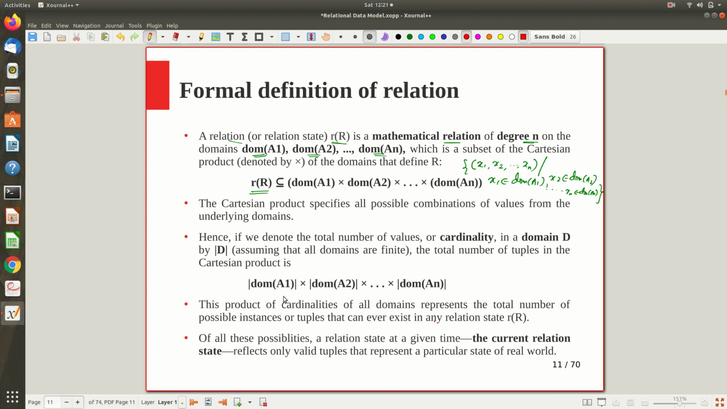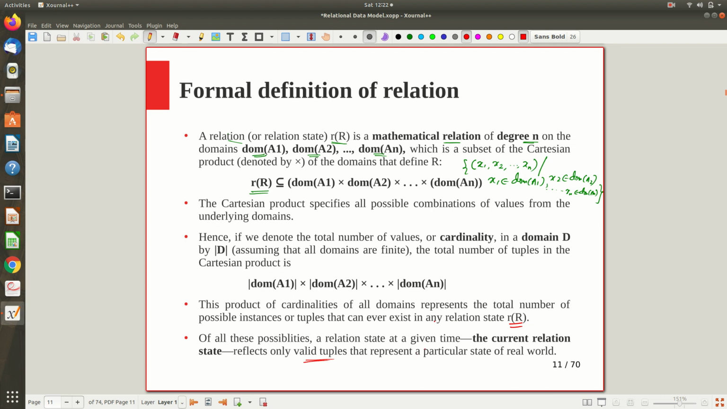So at any time you will get a cardinality which is at most this, because it is basically a subset. This product of cardinalities of all domains represents the total number of possible instances of tuples that can exist at any state r of R. So r of R can go for a maximum of this many tuples, but at any time you will have a very small number in your current state. Of all these possibilities, a relation state at a given time, which is what we call the current relation state, reflects only valid tuples. So this many valid tuples we have.